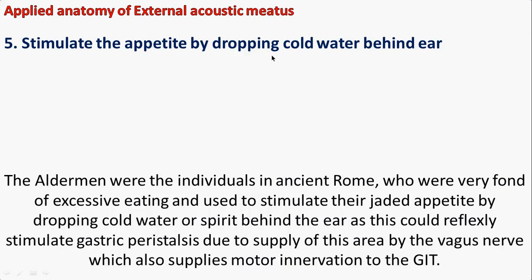It stimulates the appetite by dropping cold water behind the ear. Here what is the reason? The aldermen in ancient Rome, due to excessive eating, would stimulate their appetite by dropping cold water behind the ear, and it produced gastric peristalsis by stimulation of the vagus nerve. That is about stimulating the appetite. However, it is very dangerous because in some persons it causes cardiac inhibition and death.